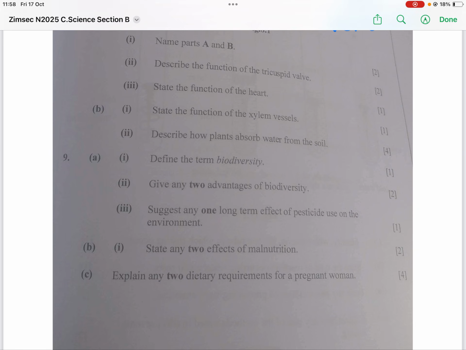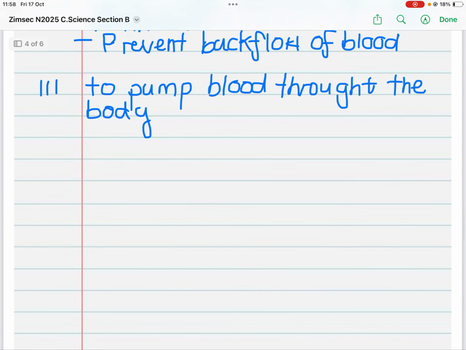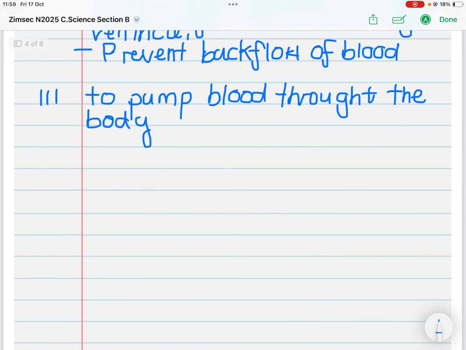So if you just state transportation of water and dissolved mineral salts, make sure that you explain where the water is coming from and where it is going. Don't just say transportation of water. You're supposed to give where it is coming from and where it is going. So here, let us scroll to our answers. We are now on B part 1, right? So this is B part 1.